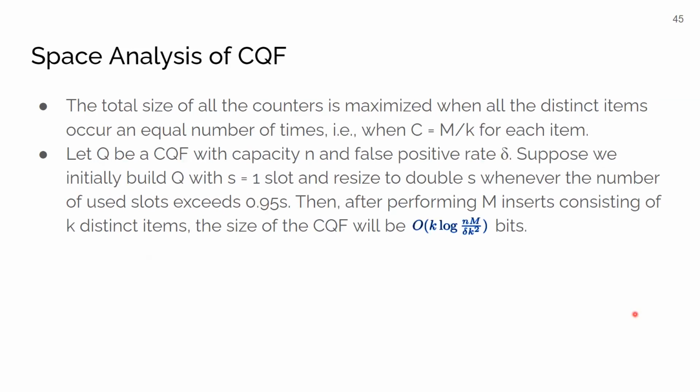The total size of all counters is maximized when all the distinct items occur an equal number of times. That is, when c equals m over k for each item. Putting this all together, let Q be a CQF with capacity n and false positive rate delta.